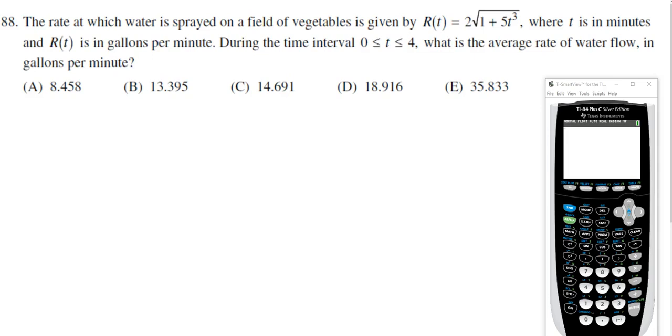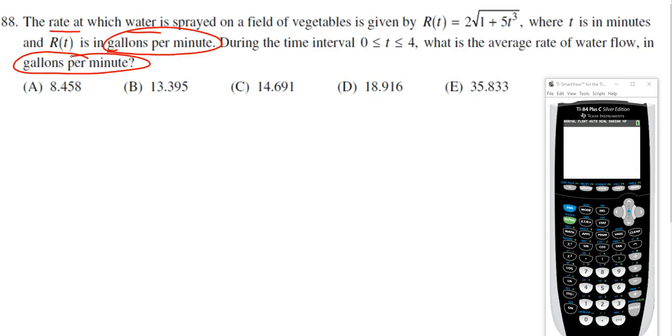88. The rate at which water is sprayed on a field of vegetables is given by R of t, where t is in minutes and R of t is in gallons per minute. During the time interval, 0 to 4, what's the average rate of water flow in gallons per minute? Okay, be really careful with this because you see average rate and might want to apply the average rate of change, f of b minus f of a all over b minus a, but notice you want the average rate of water flow, and you are given the rate of water flow. Okay, it is already in gallons per minute, and that's what you want here.